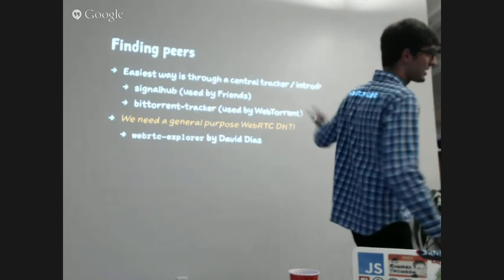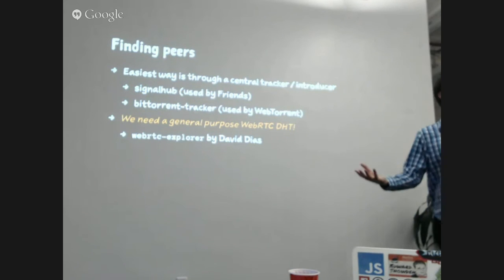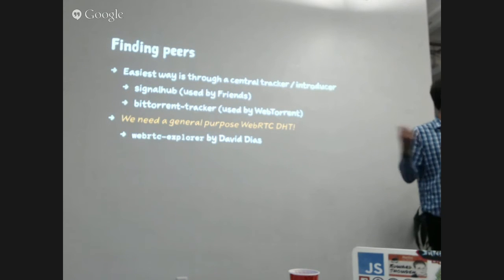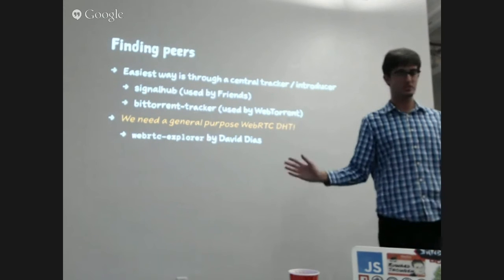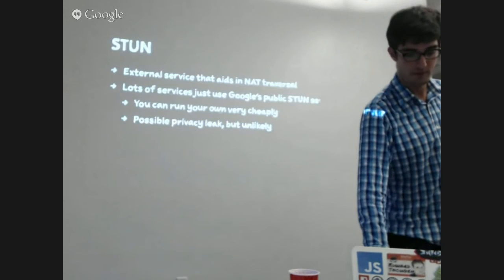And like I said, we need a general purpose DHT. Am I really blocking you? Have I been blocking you guys the whole time, standing in front of the screen? Okay, good. Yeah, so we need a DHT to really solve the finding peers problem.